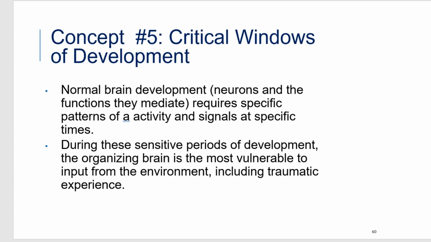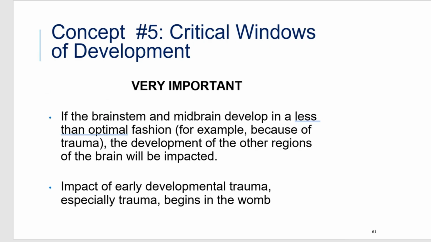So you can see how these critical windows have a huge impact on normal brain development, because when we have brain development, we're also having these neurons and connections that are expanding exponentially through this entire process. And so we have to recognize that these signals and activities have specific timing in the developmental cycle. So when trauma is introduced, it steals from the next window and it impacts even the ability to move forward. Now, a really important part that I want to highlight here too is if the brainstem and the midbrain develop in a less than optimal fashion.